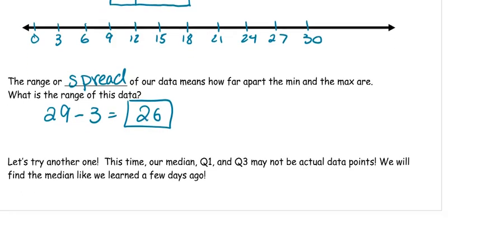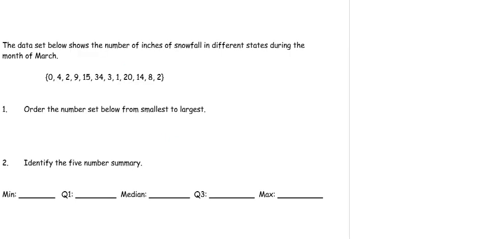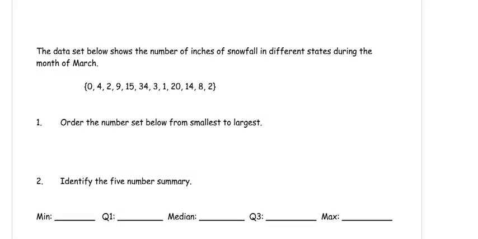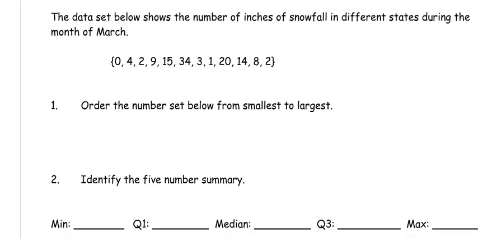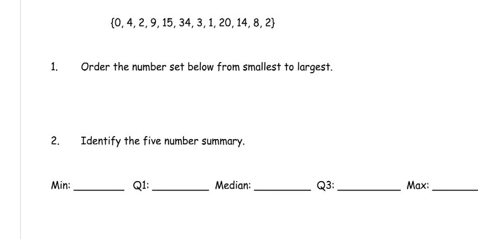Alright, so now it says let's try another one. This time our median, Q1 and Q3 may not be actual data points. We'll find the median like we learned a few days ago. So if we flip to the next page, it says the data set below shows the number of inches of snowfall in different states during this month of March. So first step, we need to order the data set. So again, I'm going to pause the video during this. Make sure that you go ahead and put them in order. And then when you unpause the video, you can check your work.